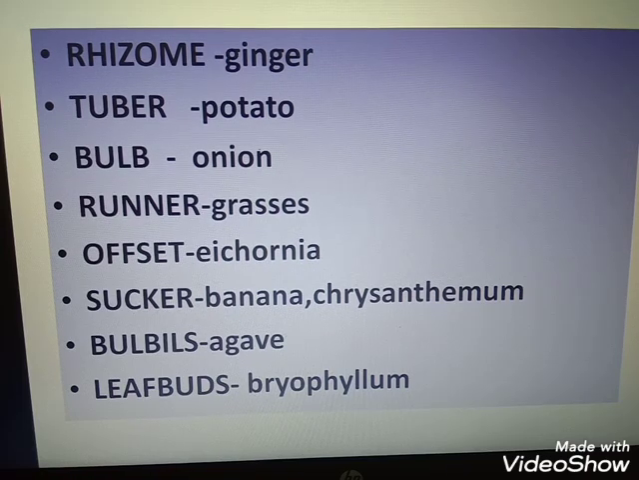The next is leaf buds. Example for this leaf buds is bryophyllum. In bryophyllum, from the adventitious bud. Here I am telling axillary bud, vegetative bud, adventitious bud, so please be clear which type of bud I am telling. From the adventitious bud, a new organism is forming. That is known as leaf buds. Examples are bryophyllum and kalanchoe.